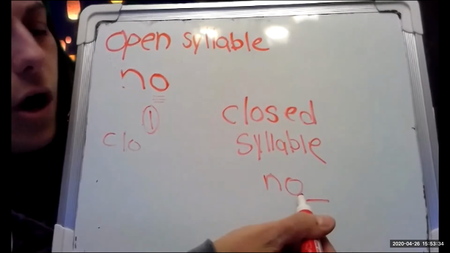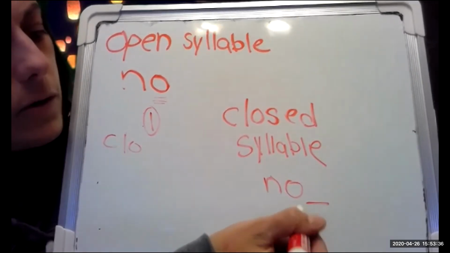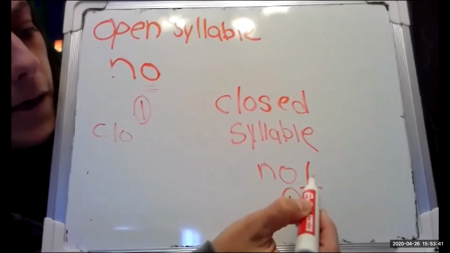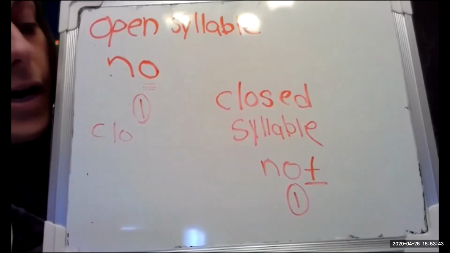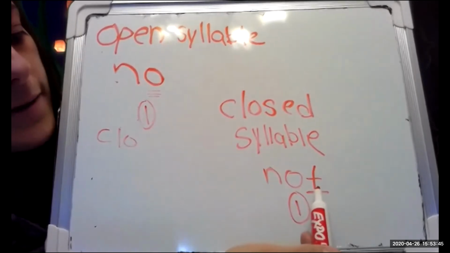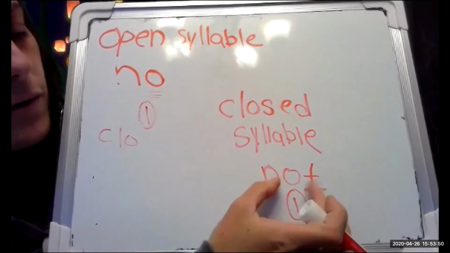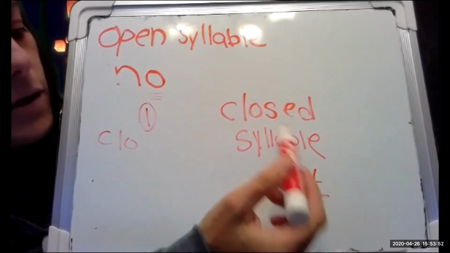So we have no, we said it was one syllable. We're going to add a letter here. I'm going to add a consonant. I'm going to add the letter T. Now the O is closed in. It has something after it. It can't get out. It's closed. So that's a closed syllable.